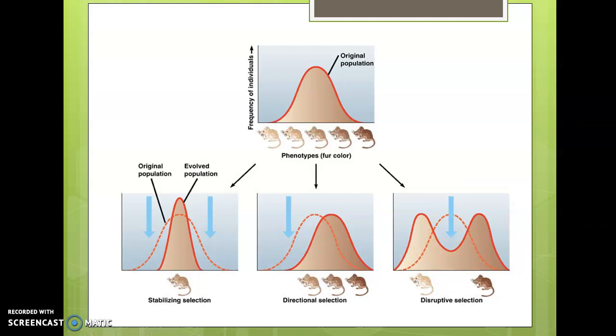So for your homework today, you're going to be reading different scenarios and determining which of these three types of selection are occurring. Is it stabilizing, directional, or disruptive?